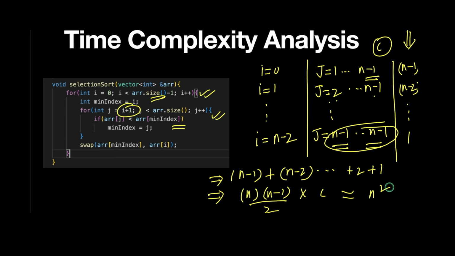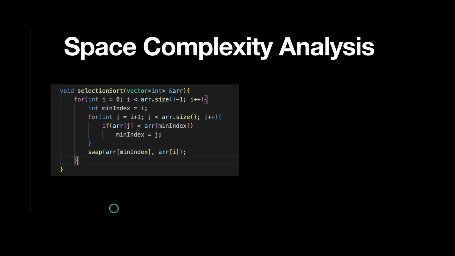So from a time complexity perspective, I can say that the time complexity of selection sort is big O of n square. So in terms of time complexity, selection sort is not great. It is a quadratic time algorithm.